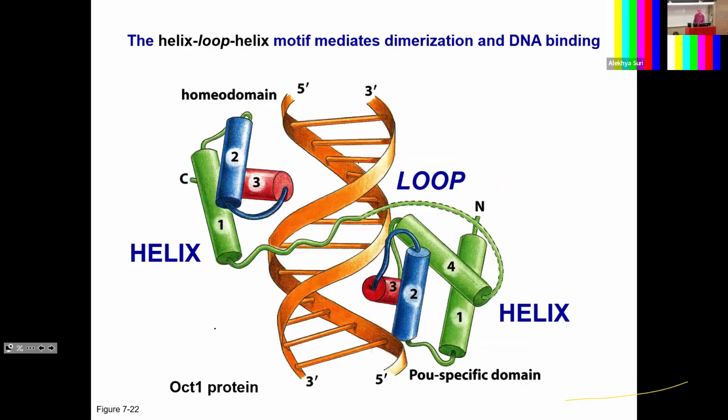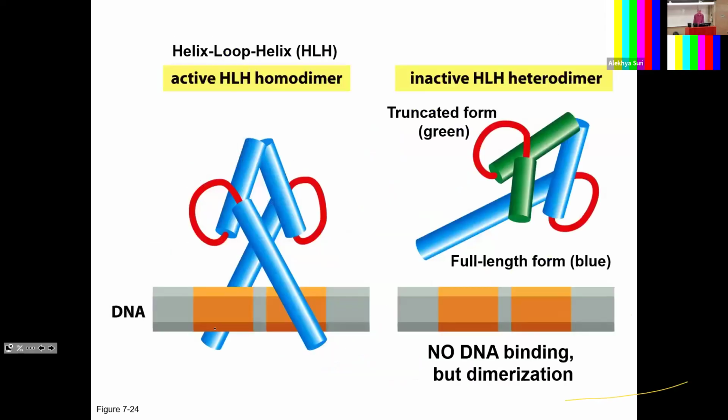Another one would be helix loop helix. So it's the same principle with the helices, but it's more relaxed. There is a loop in between, not a sharp turn. So it's more loosely associated, but the same principle of binding helices to the major groove. These also, in this case, bind as a dimer.